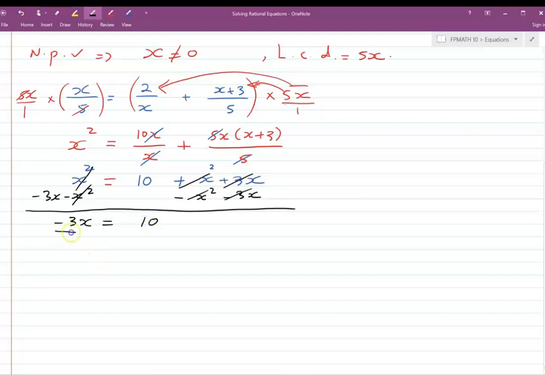And then the final thing that you have to do is divide both sides by the coefficient of x, which is minus 3. Your final answer will be minus 10 divided by 3.